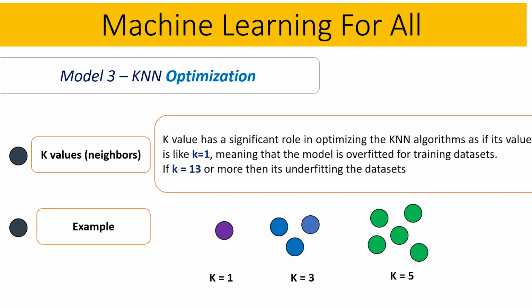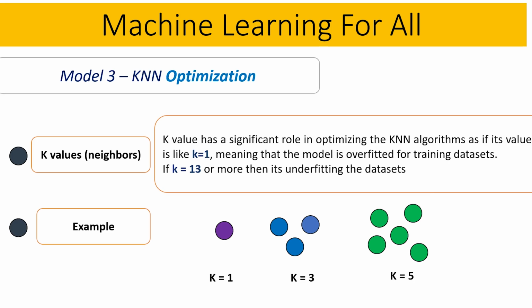So the k value is the optimization technique for KNN. K has a significant role in optimizing the KNN algorithm. This is the main parameter of the algorithm. If k has a very small value, it means that the model is overfitted to the training dataset. When it's so easy to classify, you have only one cluster, or k equals 1, you have one neighbor, then it doesn't do well. That's where the overfitting problem comes from, because your model is complex but your training dataset is very simple, so it gets overfitted.